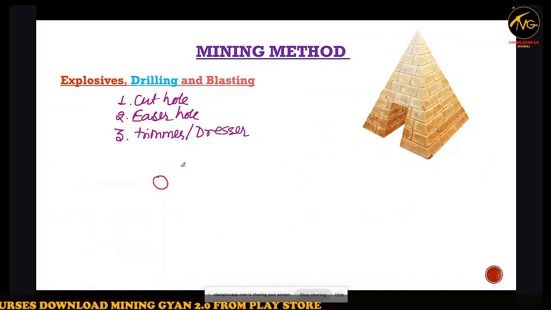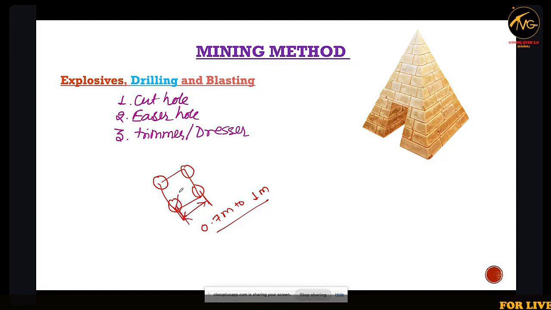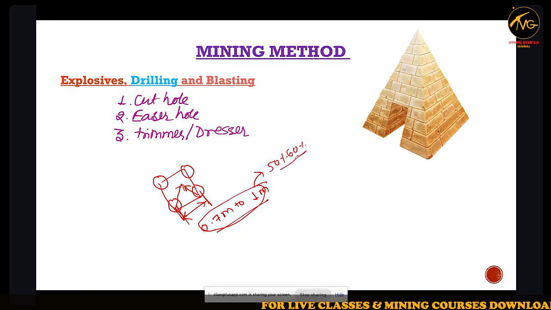So these are the holes. The distance between these two holes is 0.7 meter to 1 meter. Okay, the sides of the square maybe. And the second information is that the depth of the hole should not be more than 50 to 60% of the width of the square.